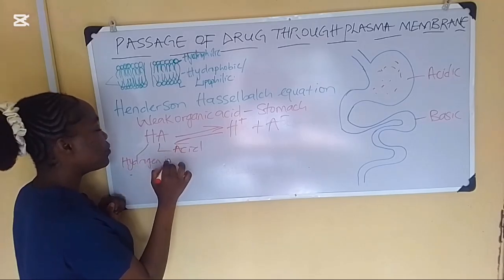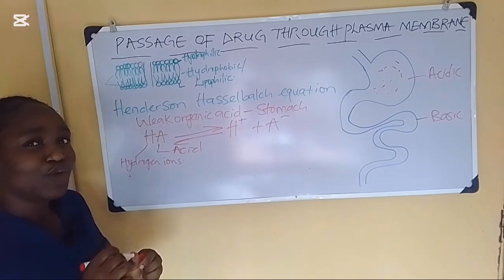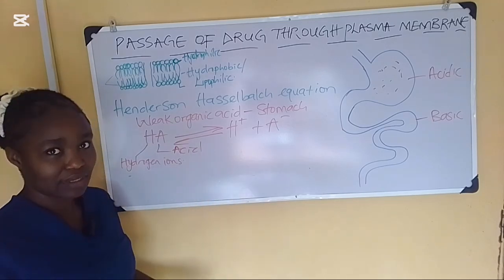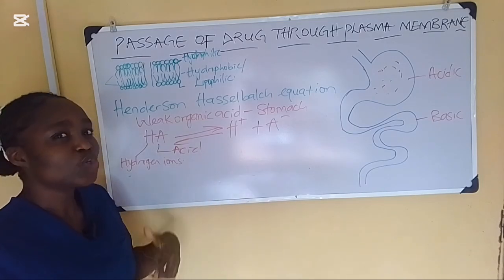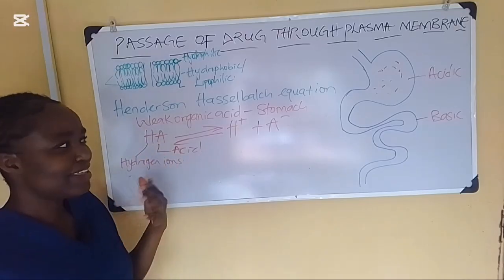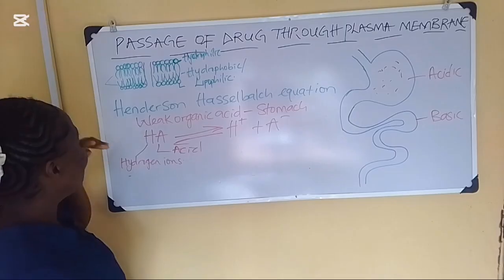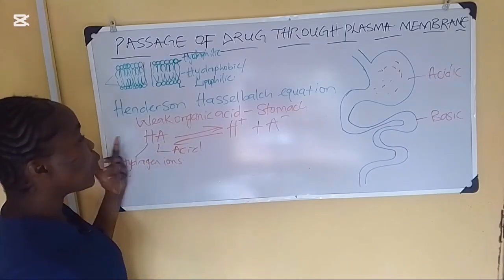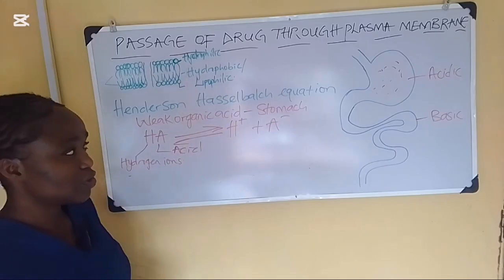If we remember what an acid means from chemistry, an acid is anything that dissolves or dissociates to give up hydrogen ion as the only positive ion. I think I remember that from chemistry. So now let's imagine that this equation helps us to understand why weak organic acids should be absorbed across the stomach.